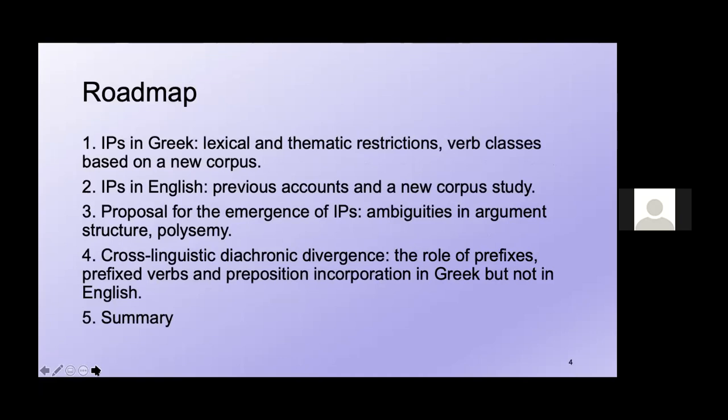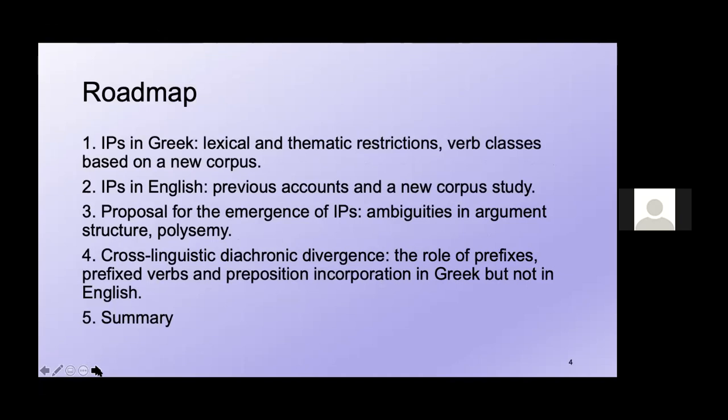And so first we're going to look at indirect passives in Greek and on some lexical and thematic restrictions on them, using the framework of verb classes based on our new corpus. And then we'll go on to look at indirect passives in English, not only previous accounts, but a new corpus study that we've begun to undertake.